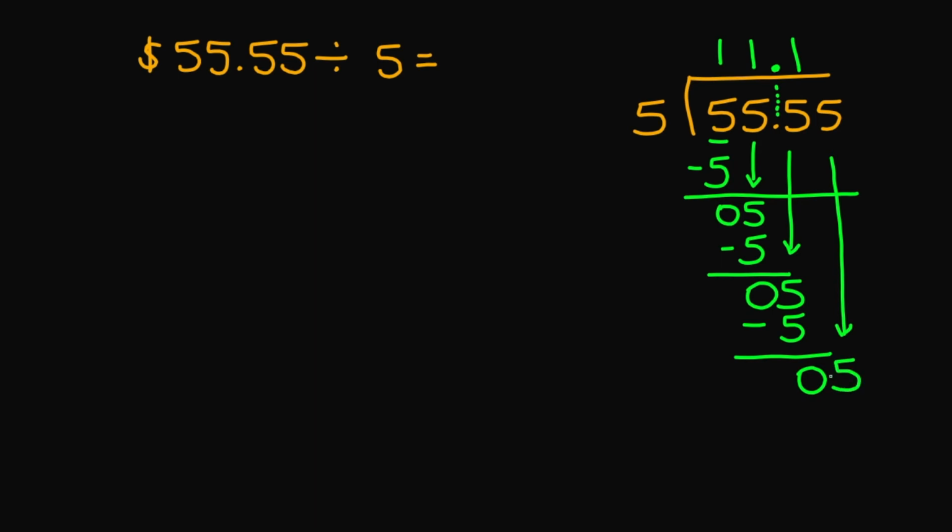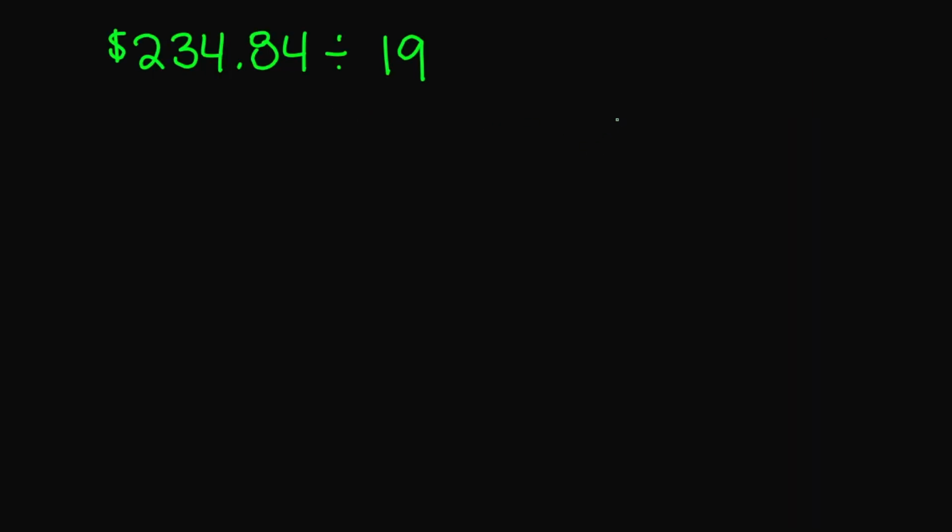5 goes into the last 5 now. How many times? 1 time. So 5 times 1 is 5. 5 minus 5 is 0. So your final answer is going to be $11.11. Let's try this example.